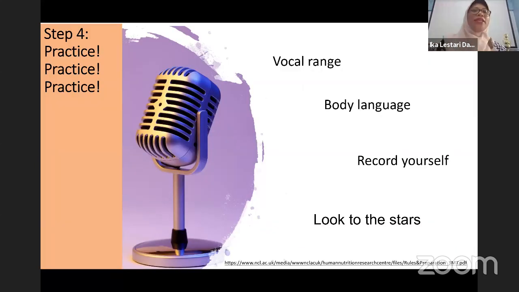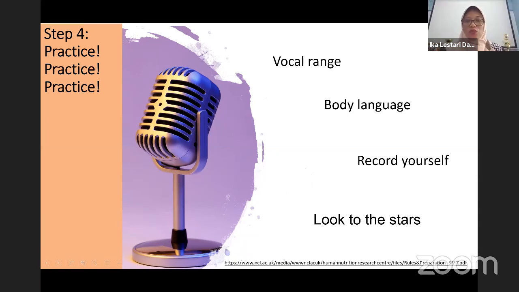Yeah, and then what's the next step? The next step is the final one: practice, practice, practice. And if possible, practice, practice, practice. But what do you need to practice? You need to learn about the vocal range that you have.